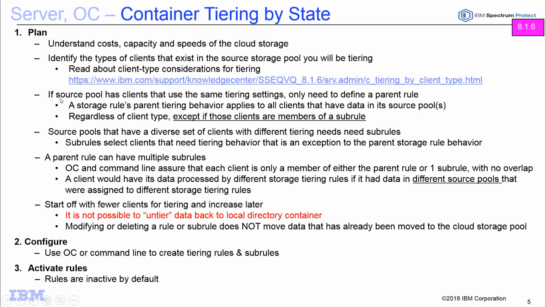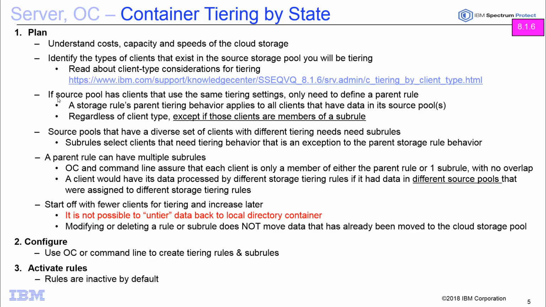Now, if that source pool, the directory container pool that you're going to set the rule for, has all of the data in it that is going to use the same type of tiering settings, then you really only need a parent rule. However, when you create this parent rule, it's going to apply to all of the clients that have data in that source pool, regardless of client type, except if you create a subrule for those specific clients.